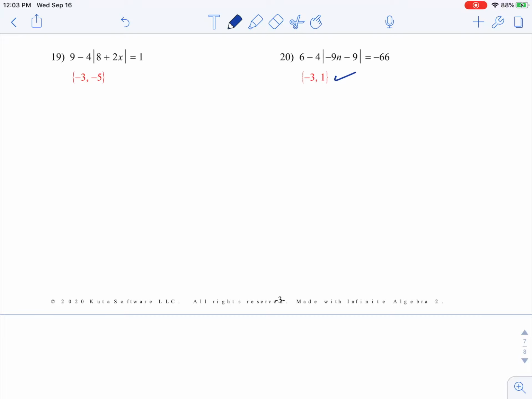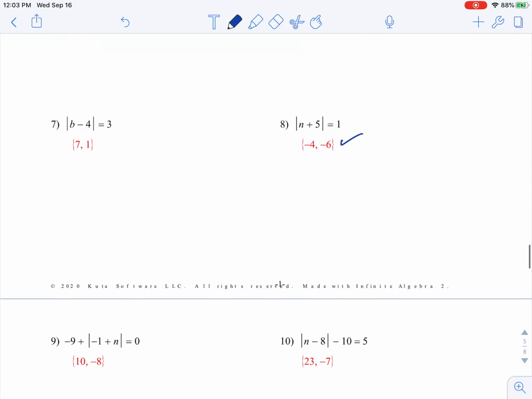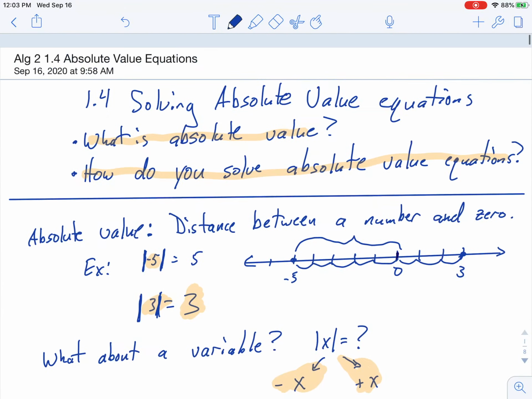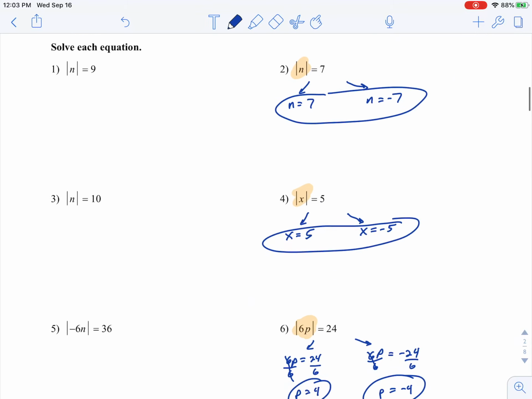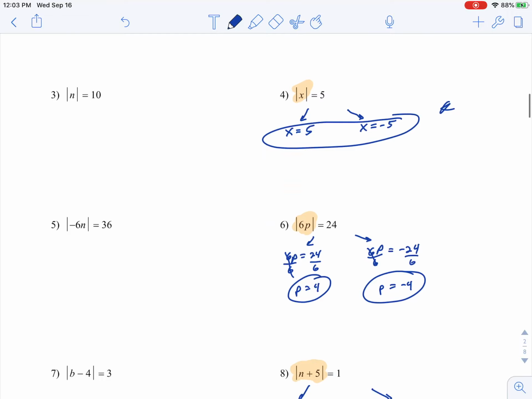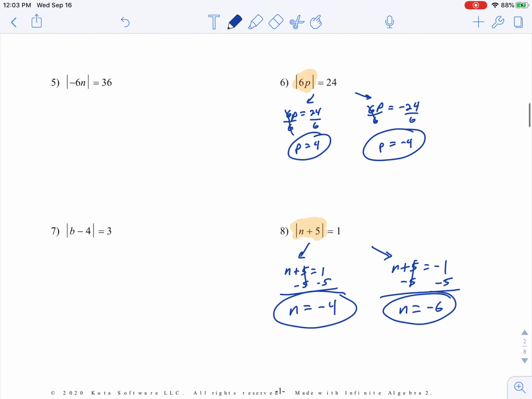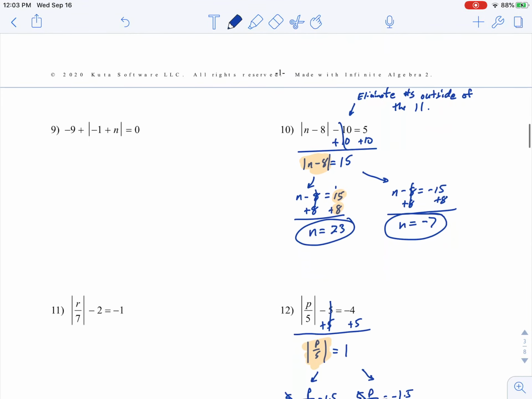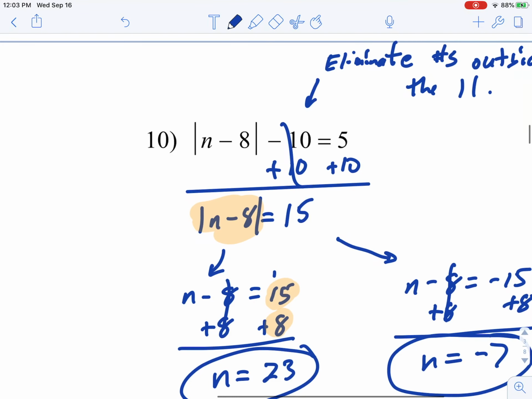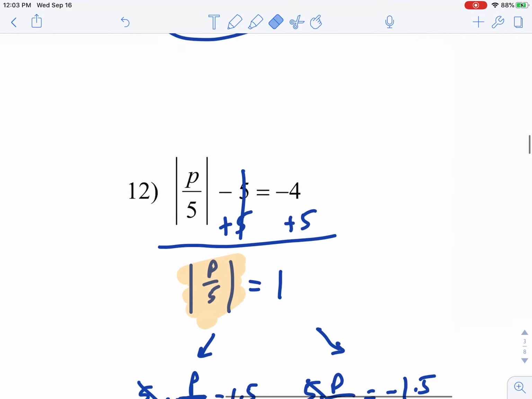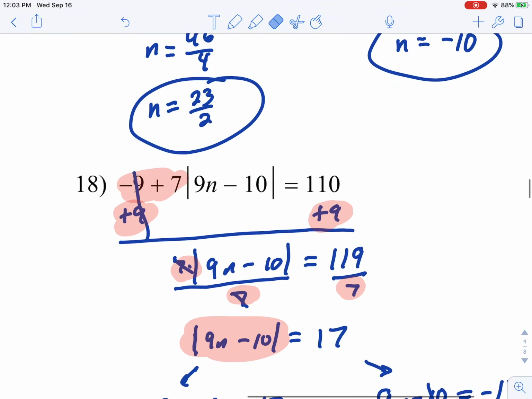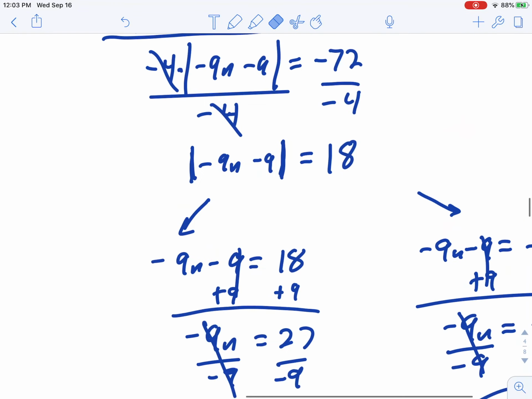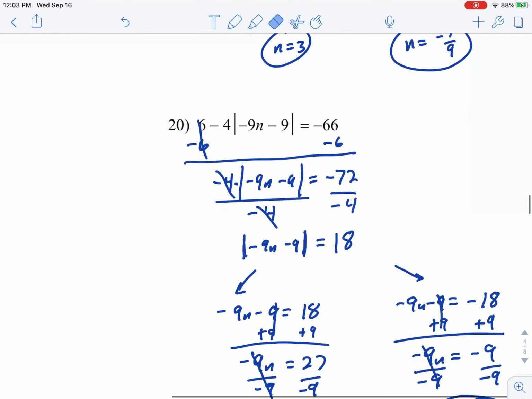And there it is. Okay, so they start off kind of easy, where you basically do no work at all. Just split it in two. Then split it in two and do a couple of steps. Then you have to eliminate a number outside of the absolute value bars, then split it in two and solve it. And then it just gets a little more complicated as you go till you get to the very last one that's got a whole lot of steps.